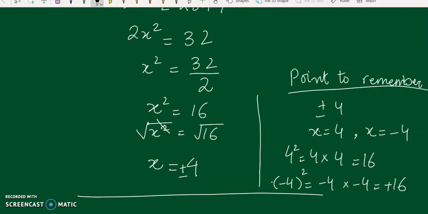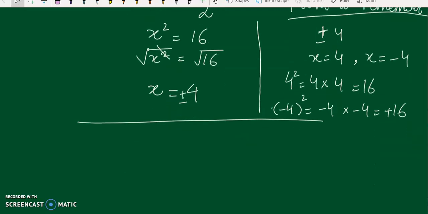So I have written it as point to remember. ये वो point है जो आपने याद रखना है कि square root of 16 gives us plus 4 and minus 4. Now we move on to our next question.